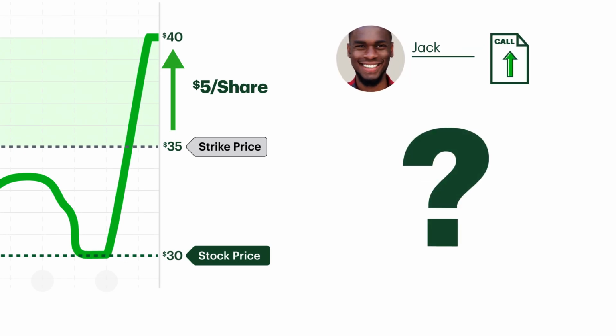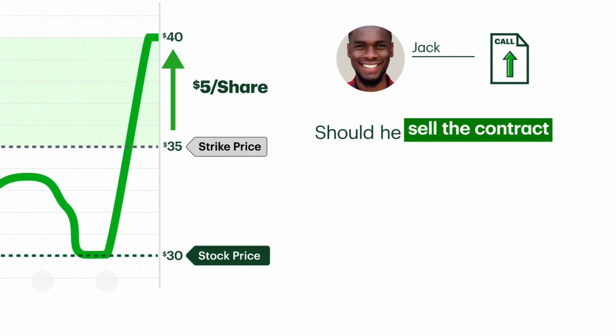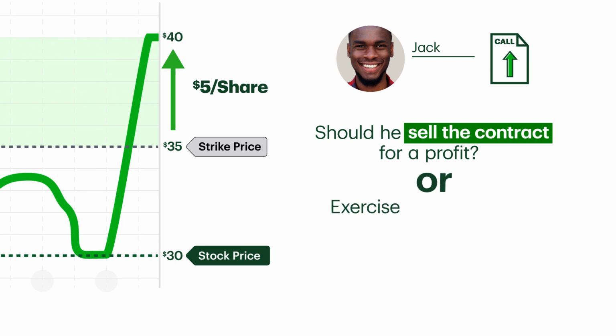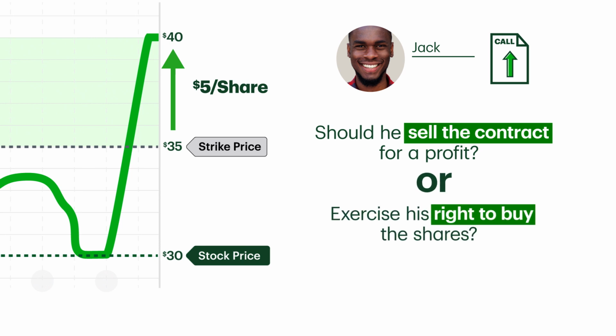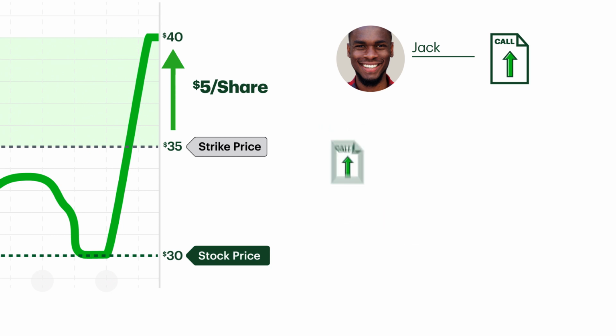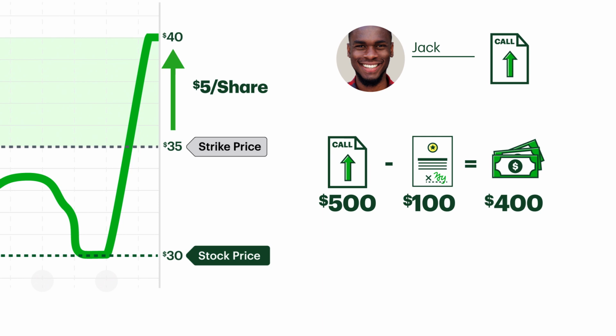Now, Jack has a decision to make. Should he just sell the contract for the profit? Or does he want to exercise his right to buy the shares at $35 apiece? Let's examine both choices. He can sell the option for $500 and lock in a profit of $400. Remember, Jack paid a premium of $100 for the option, so we need to add that to his total cost.